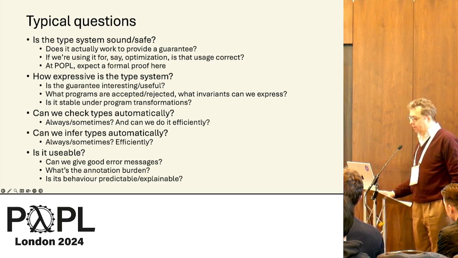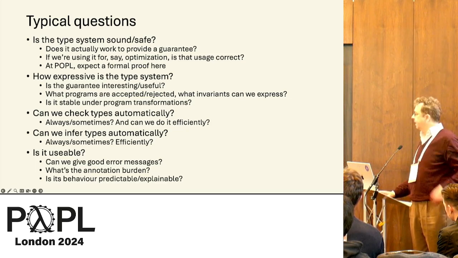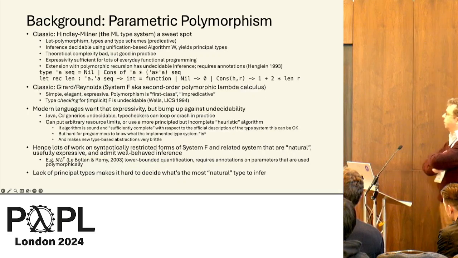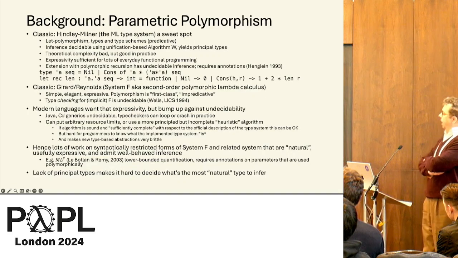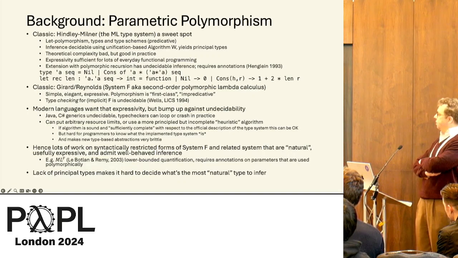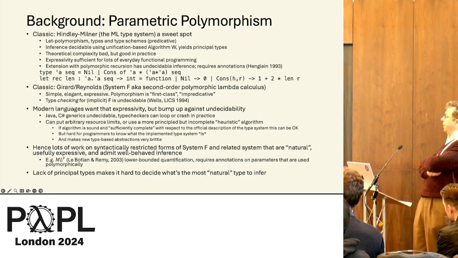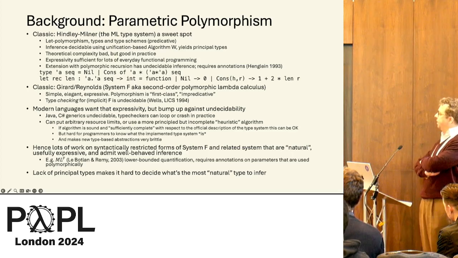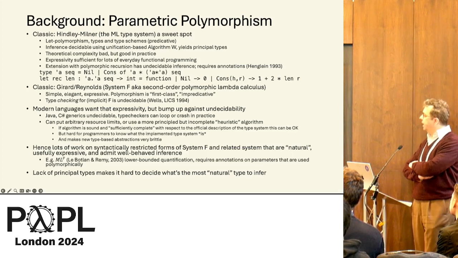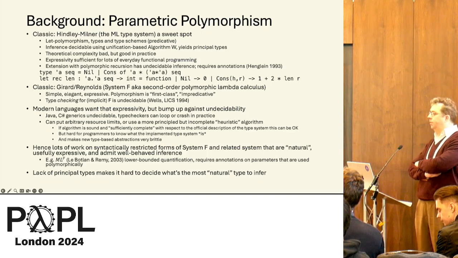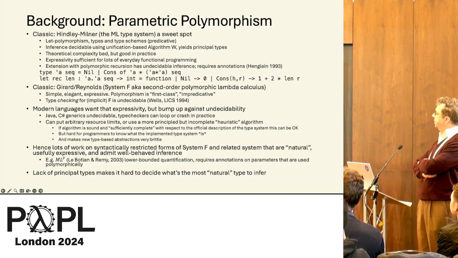We should give some background on the language features that these algorithms deal with. So the first language feature is parametric polymorphism. I guess everybody who's made it to POPL probably has some experience of the Hindley-Milner type system, the ML type system, a very well-known and classic sweet spot in the design of type systems.